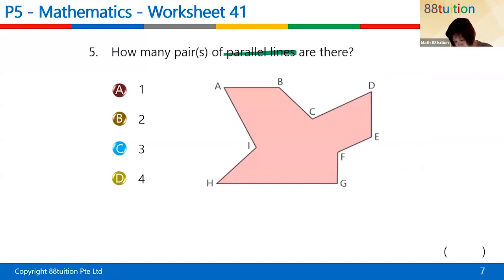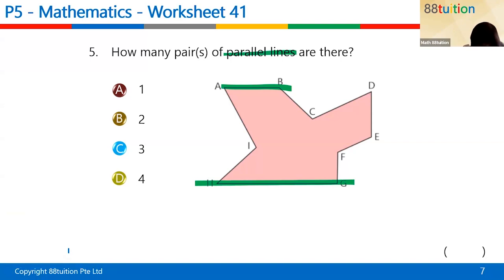Which and which are parallel? If you take a look from here, you can see this A, B, and G, H. Yeah, A, B, G, H. We call them parallel lines. Okay, this one. Any others?